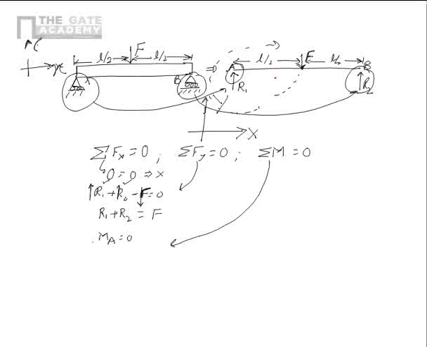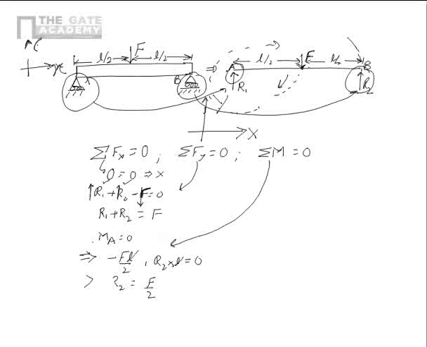F is causing a moment which is like this about A. That's a clockwise moment, and clockwise moment is always negative, so that becomes minus FL by 2. That is the moment at A because of F. And there is an anti-clockwise moment because of the R2 reaction. So R2 into L is equal to 0. If we do this, we can get the value of R2, which is equal to F upon 2.